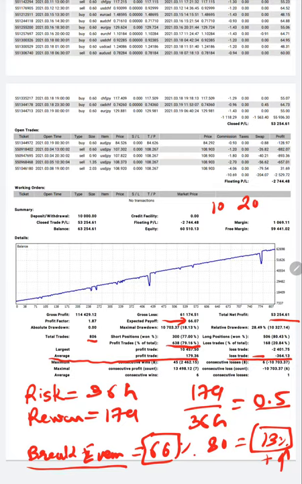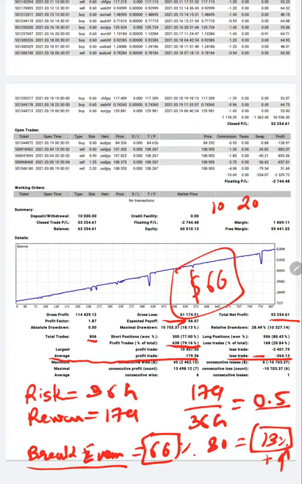So that is a very good ratio. Whatever trade we are placing, we are grabbing $66 net gain. So that's a pretty high expected payoff. Out of 100 trades, we have an average profit of $66.